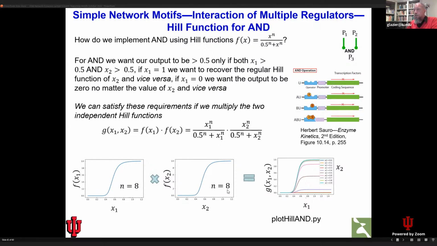And Herbert talks about this a little bit in the textbook we've been using. His other textbook, Enzyme Kinetics, has a series of chapters on this, how this could work. For an AND function, if we multiply two independent Hill functions, so we write the Hill function for x1 and the Hill function for x2 and multiply them, then we get the AND function. And we know logically AND looks like multiplication for Boolean arithmetic.